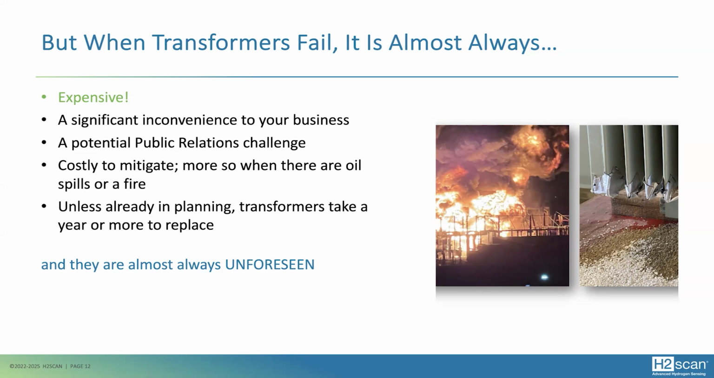Nobody sees it coming. In a significant survey, over 97% of the people surveyed said they had no idea that the transformer was failing internally. They had no idea there was a problem, and they did not foresee that transformer failing when it did and how it did.